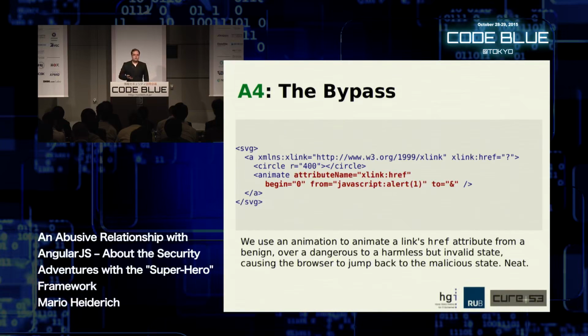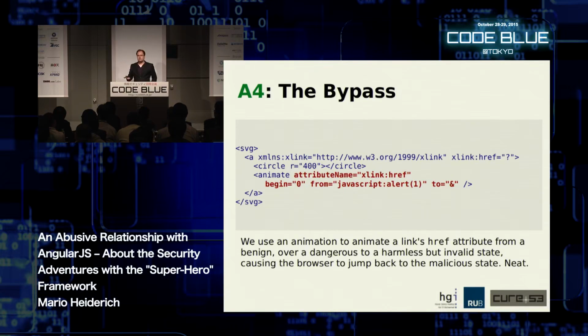And you can pick the attributes that you want to change. But the sanitizer realizes if you want to do something evil. And the sanitizer realizes if you animate a link to a JavaScript URL. So that wouldn't work. But there is a small bypass, and the small bypass is using invalid XML. Because we're having a harmless value here, question mark, and we want to animate that harmless value to a different harmless value, the ampersand. But this in XML, and SVG is XML, is an invalid entity.